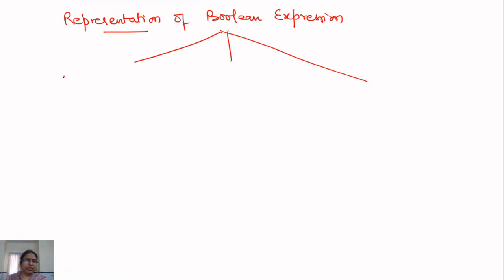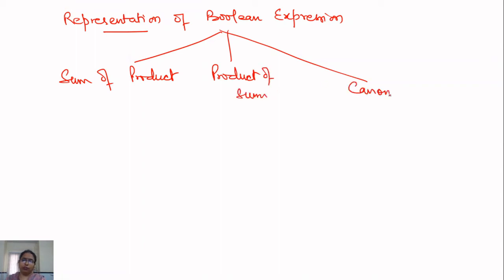First one is called sum of products, the sum of product form. Second is product of sum form. And the third one is canonical form, or standard form.